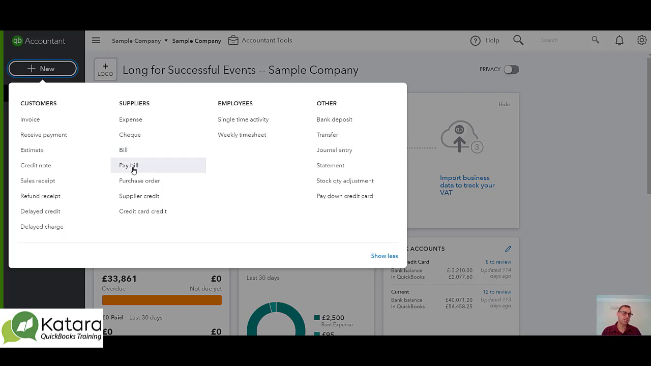The pay bill screen is linked to the bill screen. It will list all the bills outstanding and we can tell it when we pay a bill. Bill, pay bill, as opposed to expense and check. An expense and check is a different kind of transaction altogether.